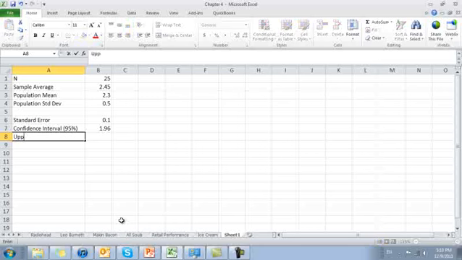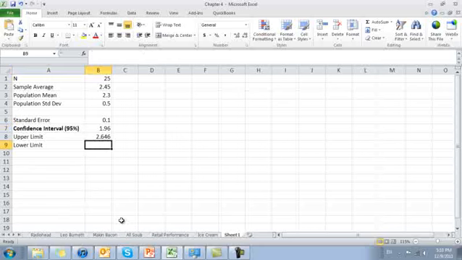So upper limit of my confidence interval would be my sample average plus my standard error times 1.96 standard deviations. And my lower limit of my confidence interval, so this is my confidence interval, would equal my sample average minus 1.96 times my standard error. There we have it. Making sure I grabbed the right stuff. I did. So here's my upper and lower limit.